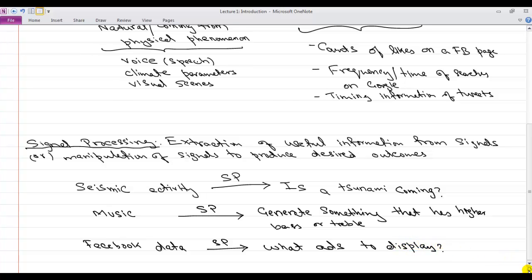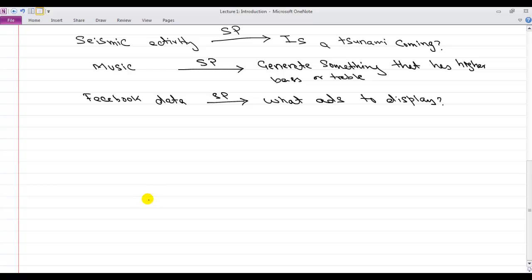And there are many other countless examples that you can think of. Okay, so having defined signals and signal processing, the next question becomes how to extract information or manipulate signals.